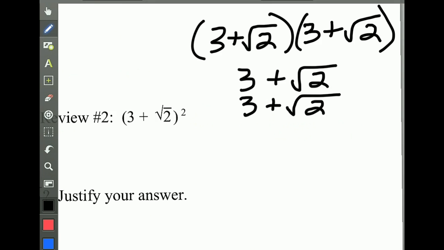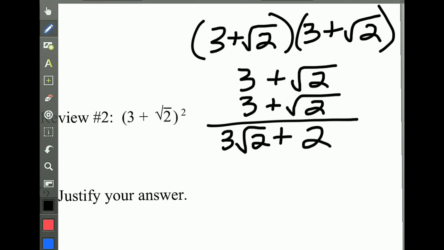So, square root of 2 times square root of 2, those eliminate each other, you just get 2. 3 times the square root of 2 would be 3 square roots of 2. Now I'm going to scoot down and over. 3 times the square root of 2 is 3 square roots of 2. 3 times 3 is 9.